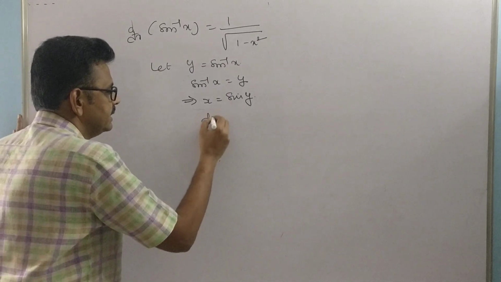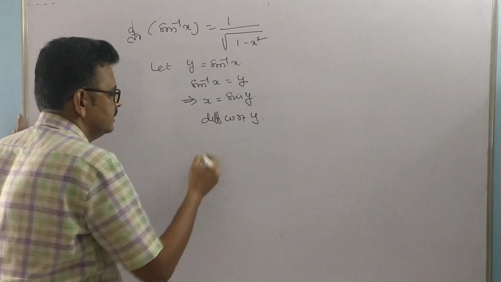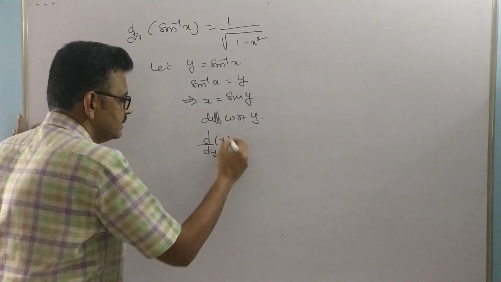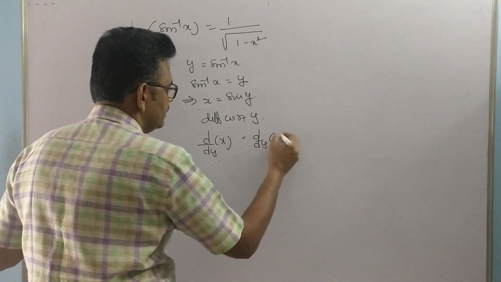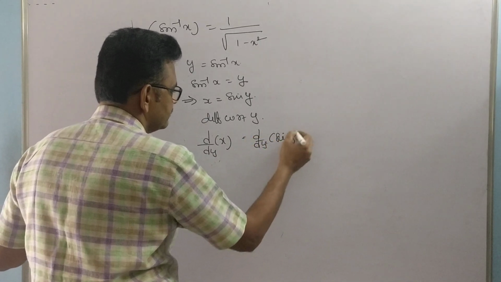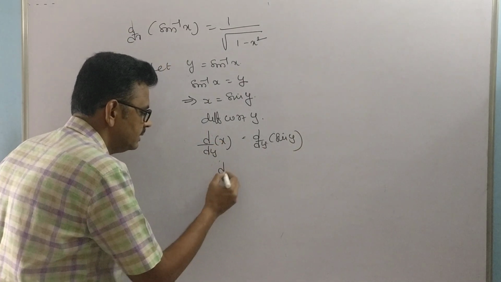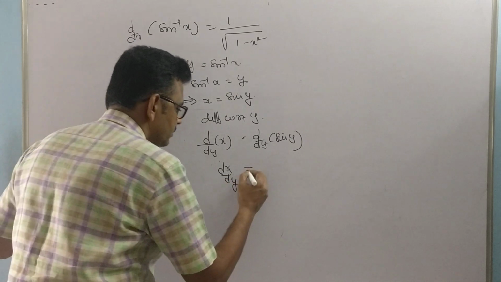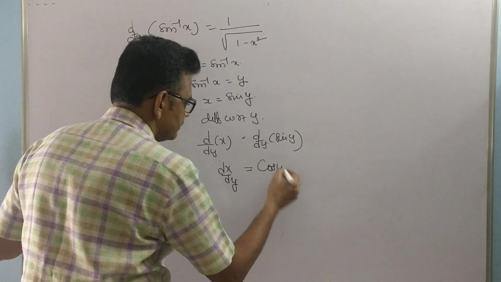Now differentiating with respect to y, that is d by dy of x equal to d by dy of sin y. Derivative of x with respect to y means what? dx by dy is equal to, derivative of sin y is cos y.